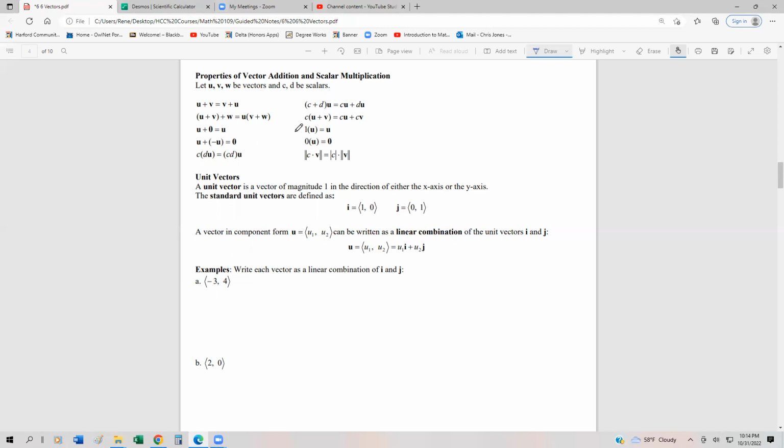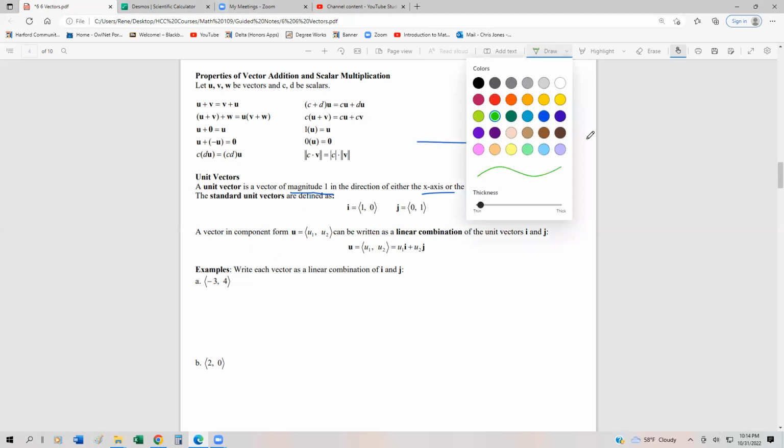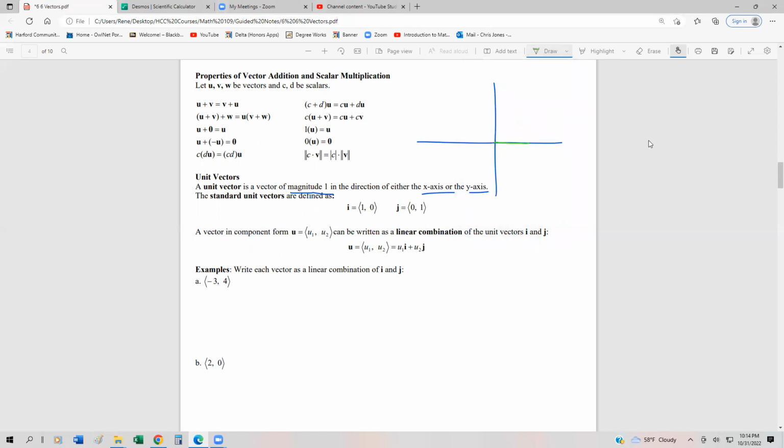So we have these unit vectors, and we just want to make sure we understand what a unit vector is. A unit vector is basically a vector of magnitude 1, and it's either in the x direction or the y direction. If I were to draw these on a Cartesian plane, the vector i, the point 1 comma 0, would be the unit vector i. And then if I went up to the point 0 comma 1, this would be the vector j. And those are the unit vectors.